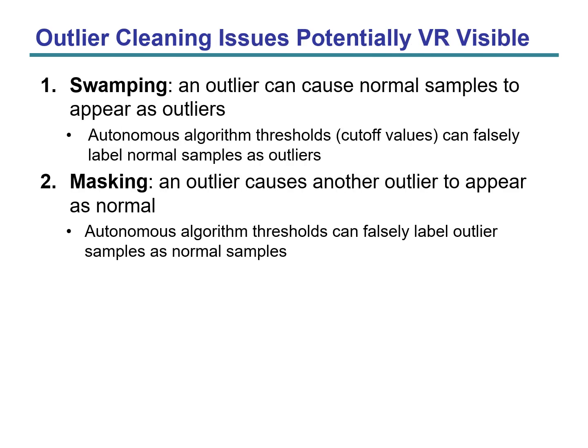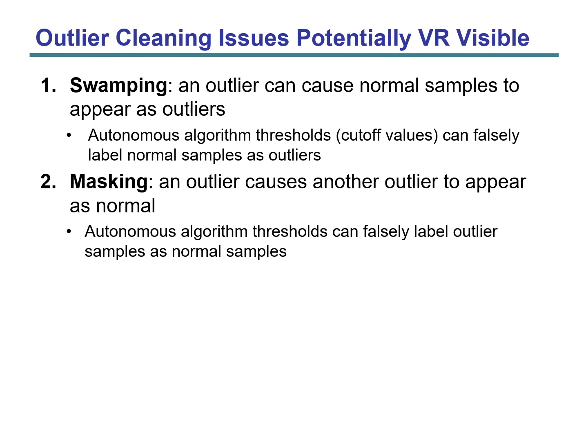Two issues we have to contend with in outlier cleaning are swamping and masking. Regardless of which one is occurring, when you have an autonomous machine learning algorithm to do your outlier cleaning, you have to set thresholds. And if the sample is above this threshold, if you're minimizing the similarity measure with its corresponding threshold, then it's removed. And if it's below the threshold, it's kept. And that can cause problems. You can artificially throw out normals as well as artificially keep outliers in your data set, and then you have not fully removed all your outliers.